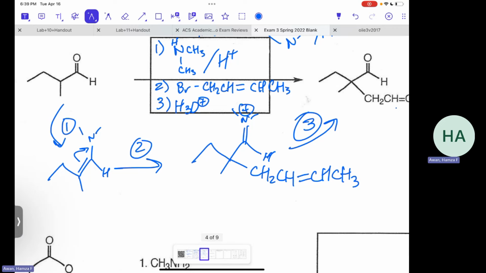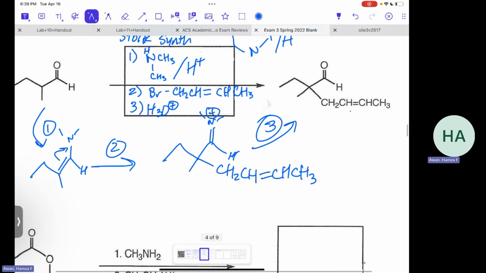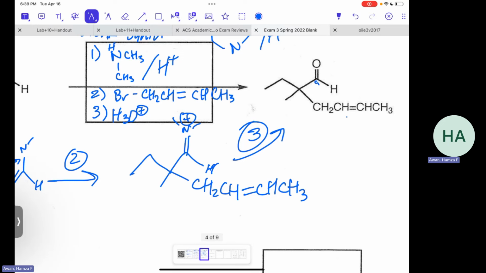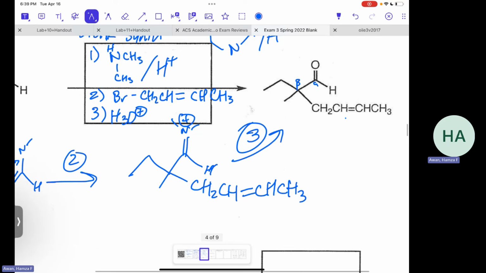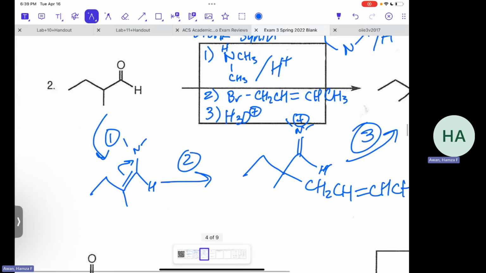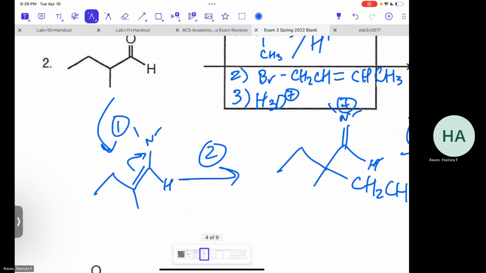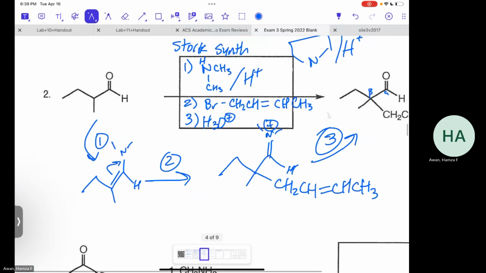I'm pretty sure, because one way to know if it's Stork is that this is on a beta position. So we have the alpha and then the beta position. So this is on the beta position, so we would want it to attack that way. That's why we use the Stork synthesis, so that we had this alkene right here, so that the Br could attack that. That makes sense.